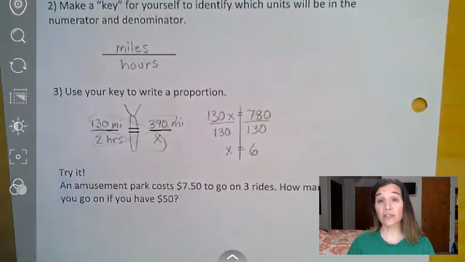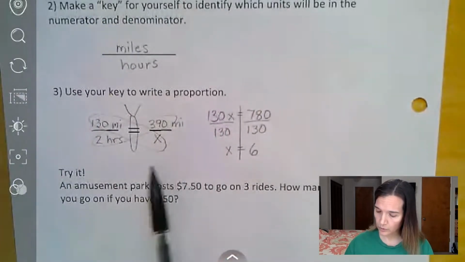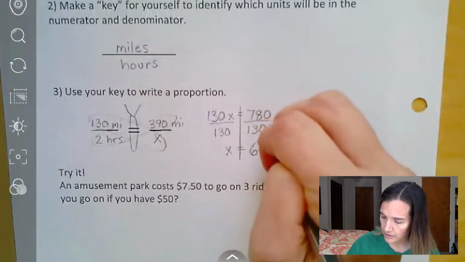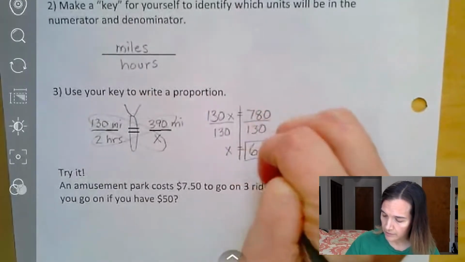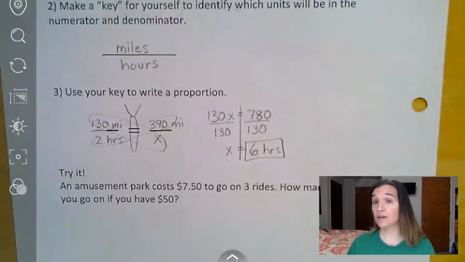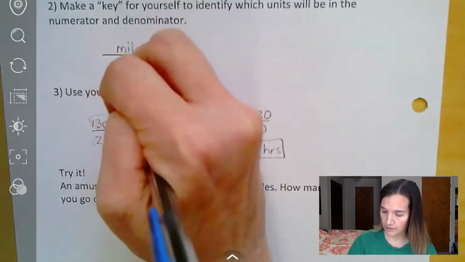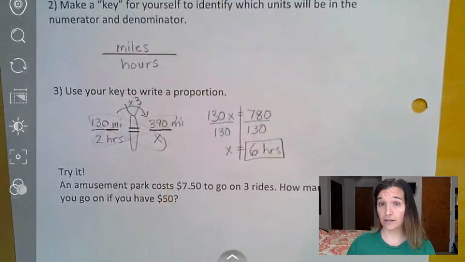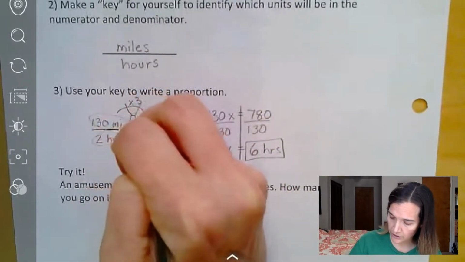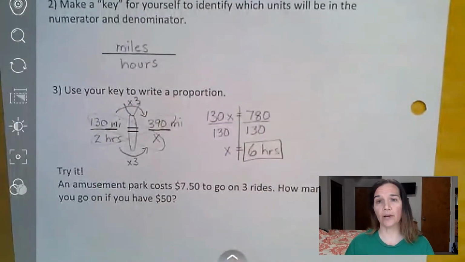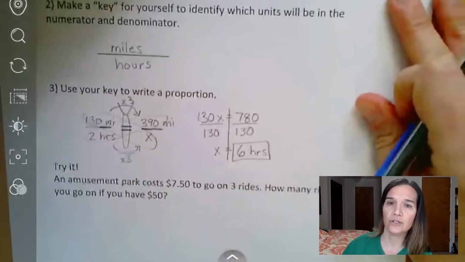Don't forget your units. Units are always important. We were looking for hours. Remember the bottom was hours, so this is going to be 6 hours. Some of you might have spotted that we could have made an equivalent fraction. 130 times 3 gives us 390. So if we had done 2 times 3, we would have gotten 6. That's the shorter way. All right, another one to try.